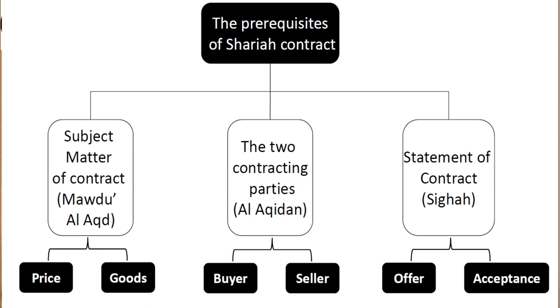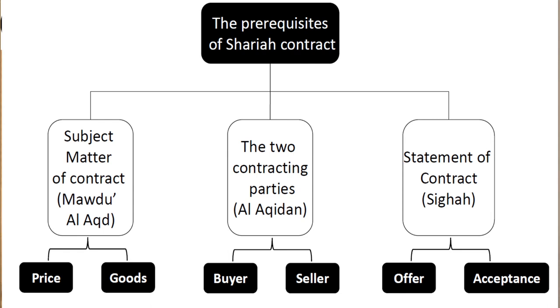The second pillar is the subject matter of the contract, or mawdu' al-aqd. This subject matter, or mawdu' al-aqd, in the case of sales, is goods and price. Goods and the price. Now the third pillar is the sigha, or the expression of the contract, or the statement of the contract, which is the issuance of the offer and acceptance. So these are basically the three pillars of the contract.